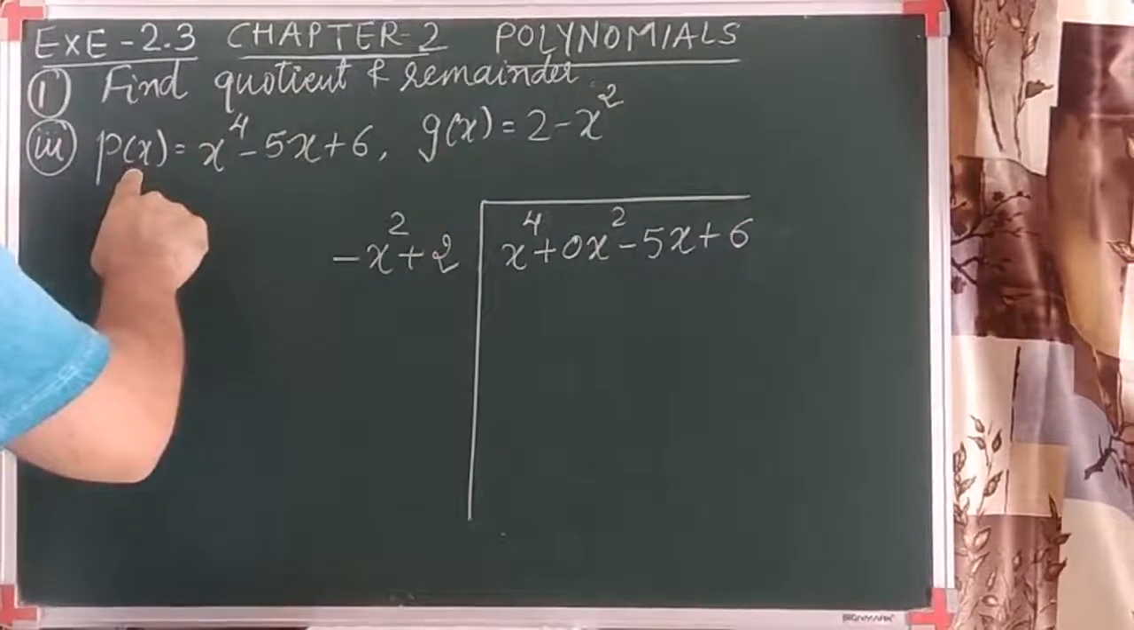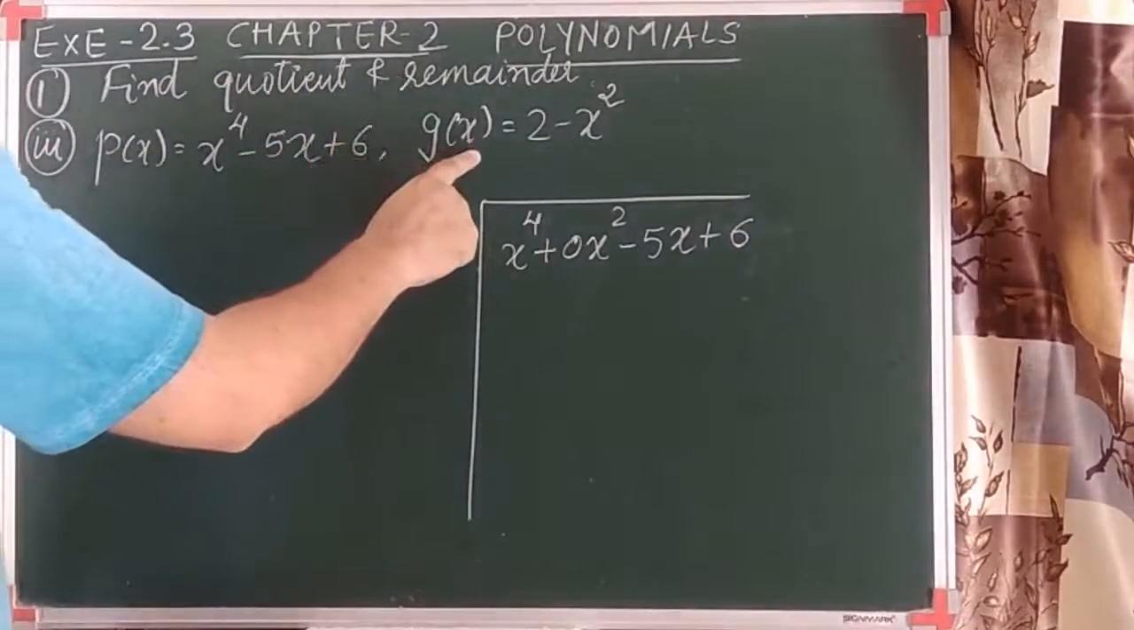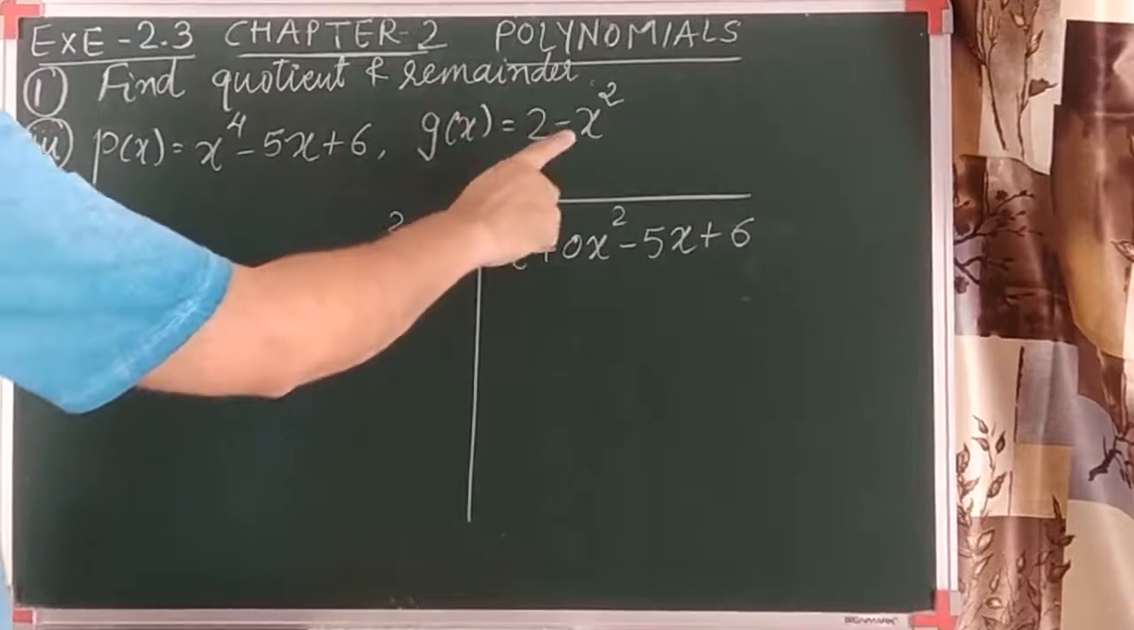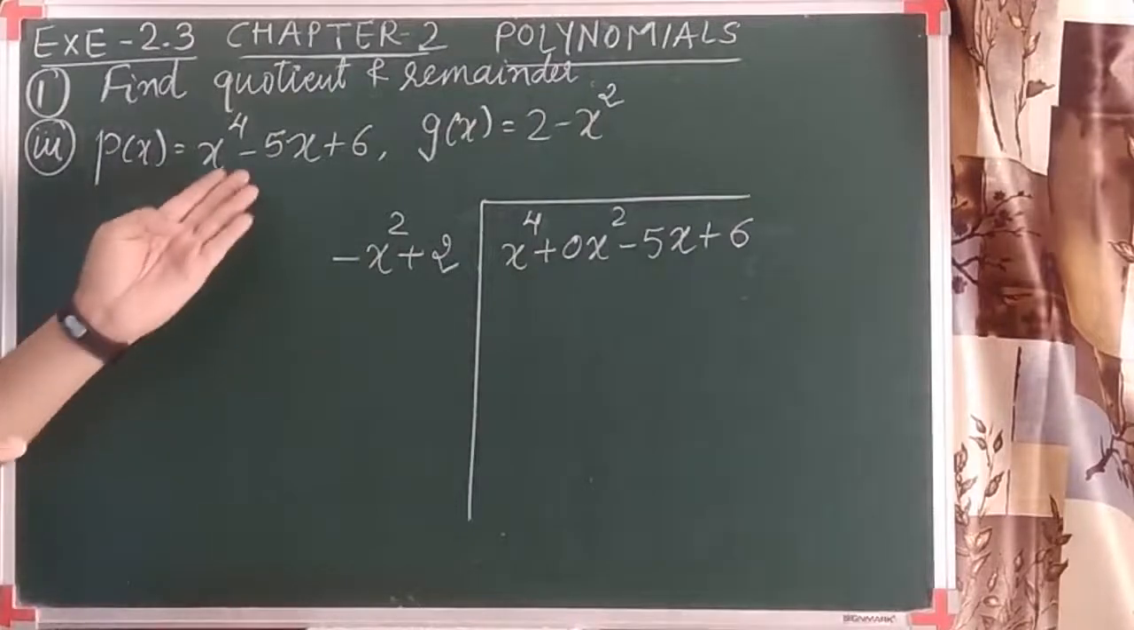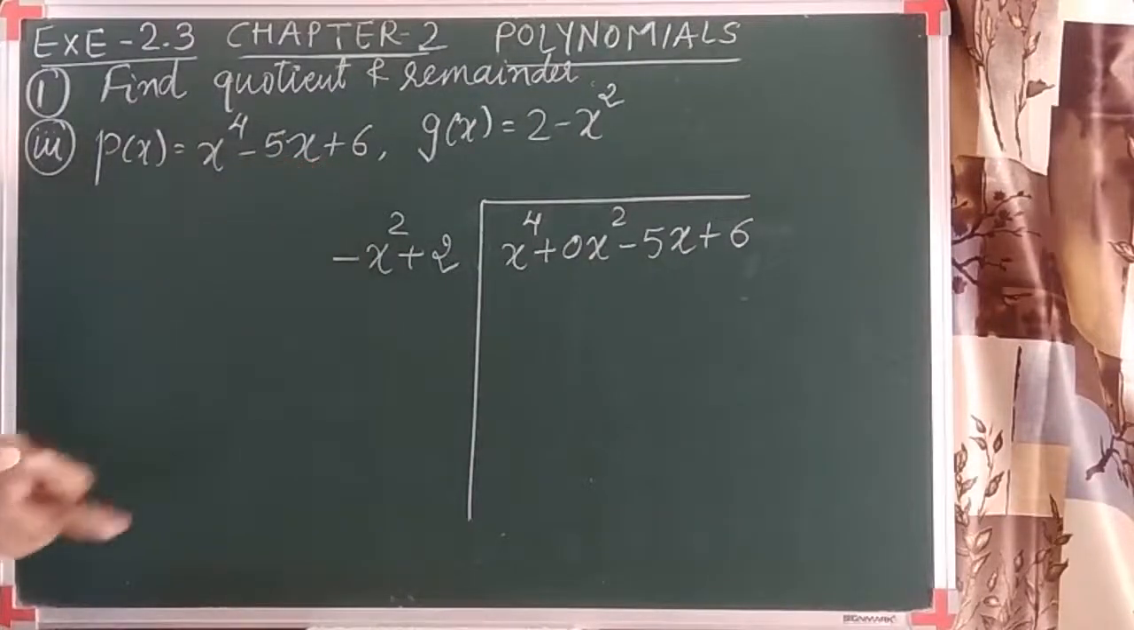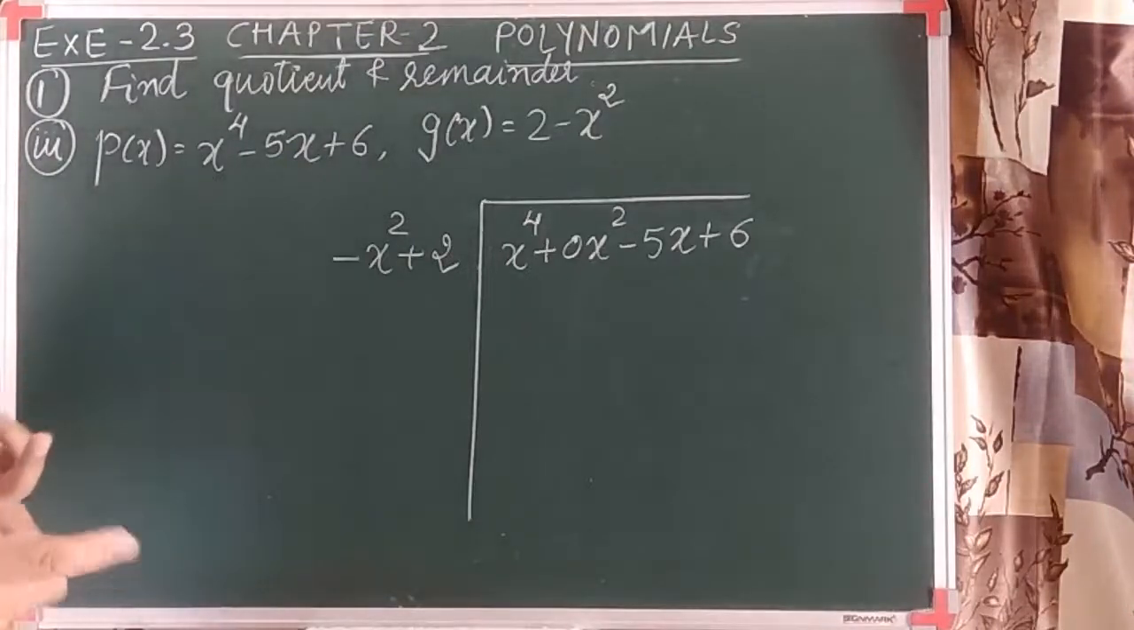See, this polynomial is the dividend, and this is the divisor, 2 minus x squared. Here also one term, with the power x, is missing. This one you can do in two ways. Either you add the missing terms. When you are adding the missing term, remember you should add 0. You cannot add x cube or x square. You should add 0x cube, 0x square, because 0 does not have any value. When we add 0 to a certain number, the value of that number should not change.